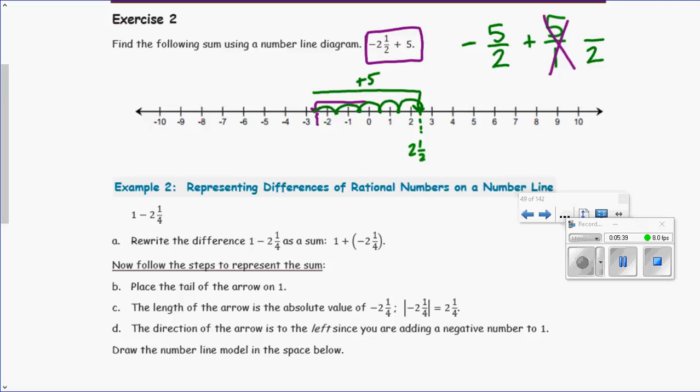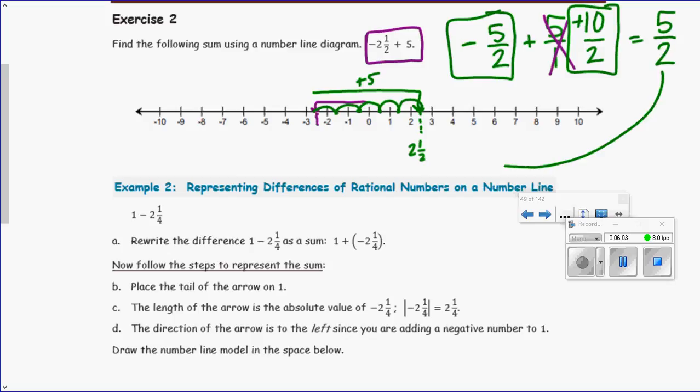So 1 times 2 gave us 2. We need to do 5 times 2, which is 10. And 10 over 2 reduces to 5, so I know I'm correct. Okay, now my problem reads negative 5 over 2 plus a positive 10 over 2. So all I do is say negative 5 and positive 10. If that was an addition problem, the result would be positive 5, and my denominator would be 2. Well, guess what 5 over 2 equals? 2.5, because it goes in twice with 1 left over, so 2.5. Okay, so hopefully that makes sense for exercise 2.